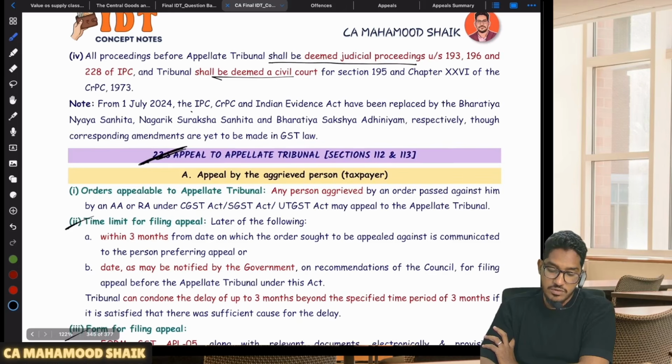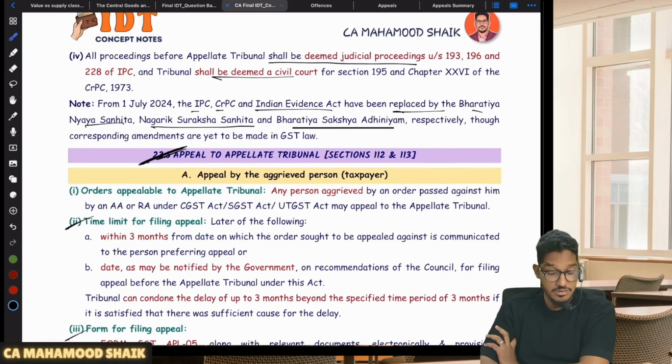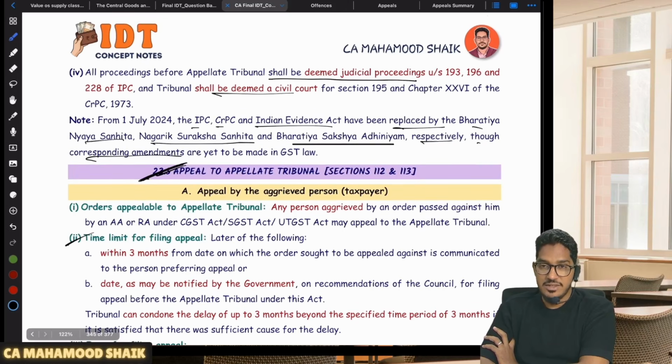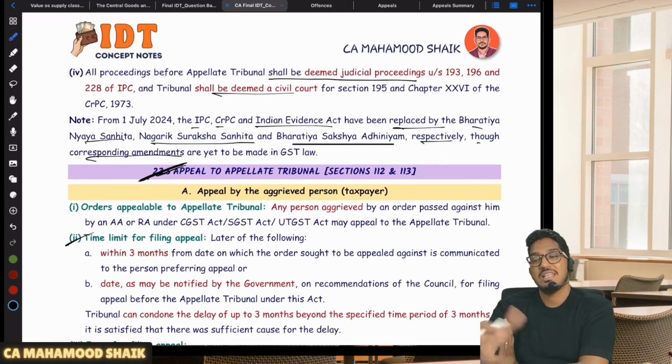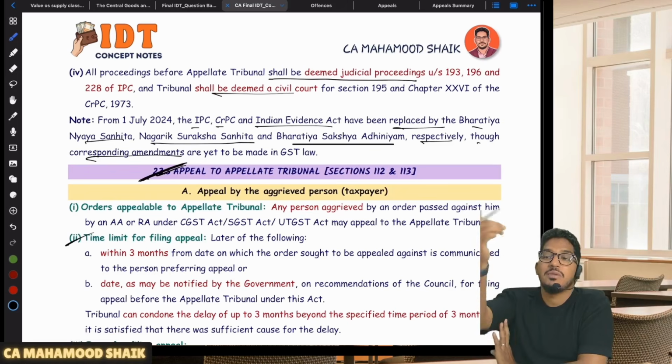From July 1, 2024, the IPC, CrPC, and Indian Evidence Act have been replaced by the Bharatiya Nyaya Sanhita, Bharatiya Nagarik Suraksha Sanhita, and Bharatiya Sakshya Adhiniyam respectively, though corresponding amendments are yet to be made in the law. That means in the act, we have references to these old acts. But these acts' names have changed, under normal laws, as with the Indian Penal Code and all. But those changes are not made in the GST Act.